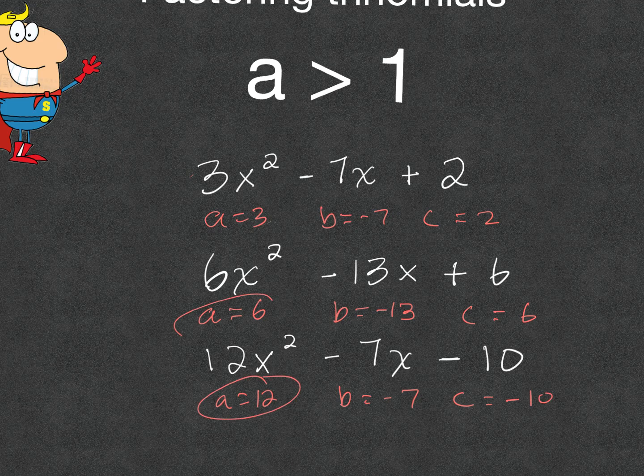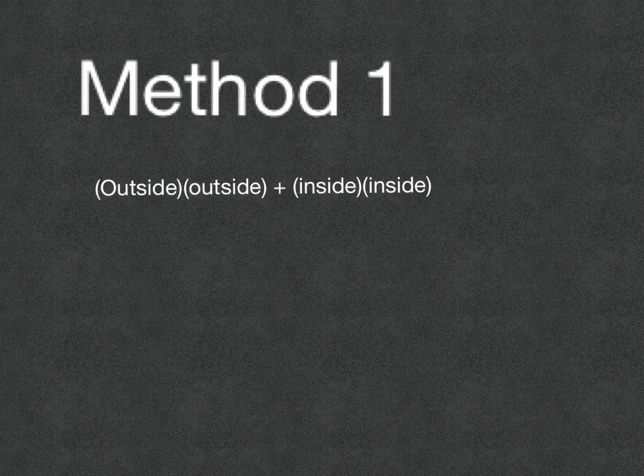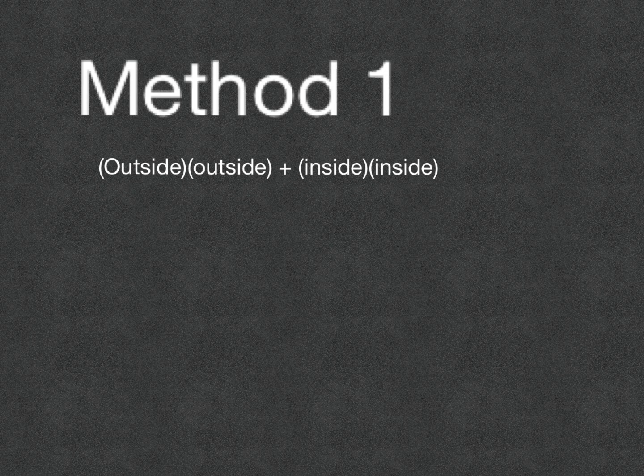Now you can see in every case, a is greater than 1, which makes it different and a little bit more difficult. So in this video I'm going to show you one method to do this. In the next video, I'm going to show you another method. The first method is going to be outside times outside plus inside times inside. Let me show you exactly what I mean. This is what we're going to do for this video, and the next video is going to be a different method.